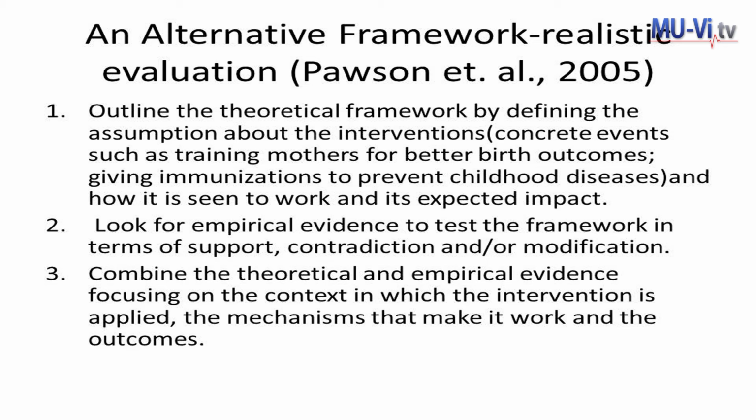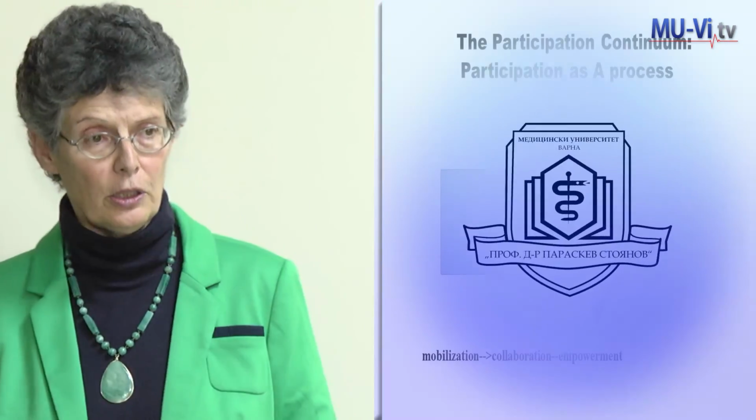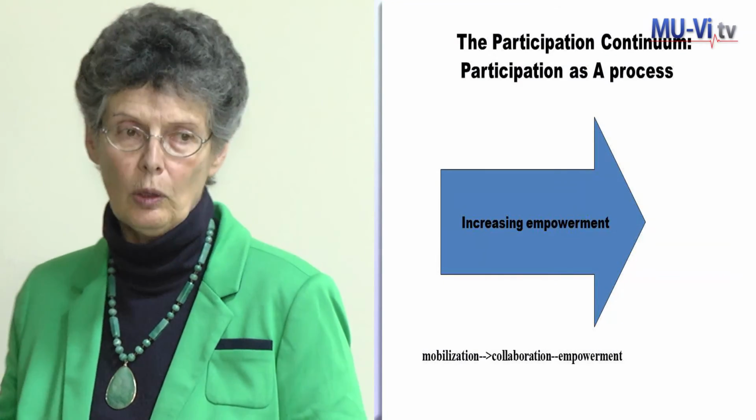He says you have to look at the theoretical framework you're using and then look at the empirical evidence to test the framework, in support or contradiction, for modification, and then combine the theoretical and empirical evidence to focus on the content, which is the intervention implied, and to work it out. So in other words, we need flexibility given what our goals are, and to adjust that so we can look for what we really want. And looking at participation as a process allows you to look at it as a change over time, which can start with mobilization and move toward empowerment.